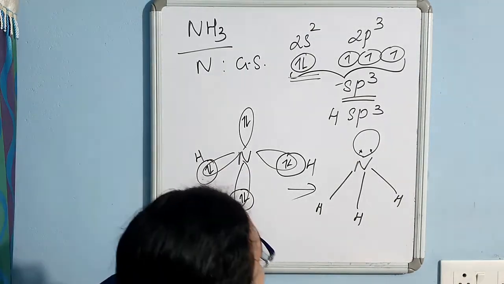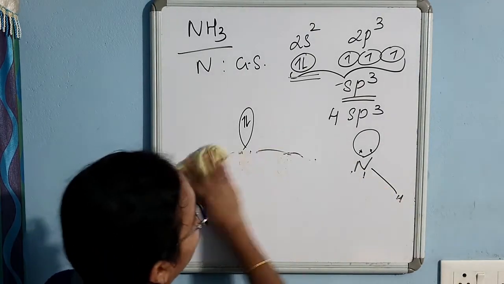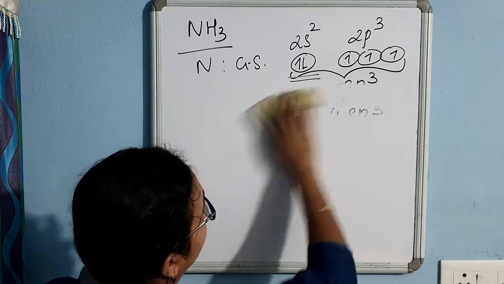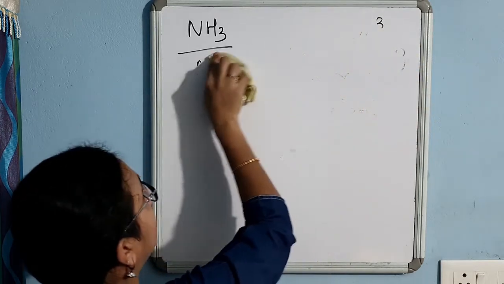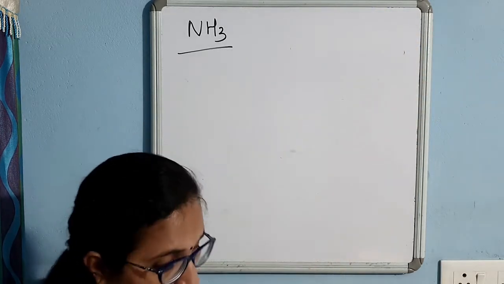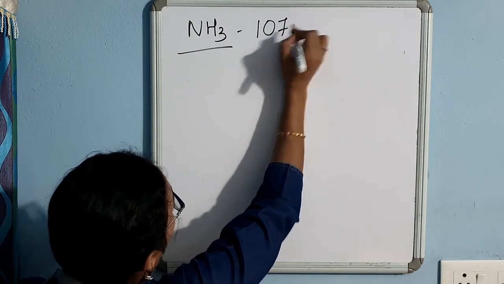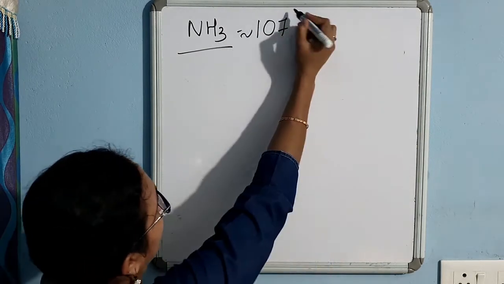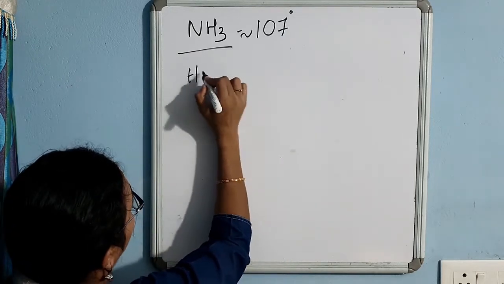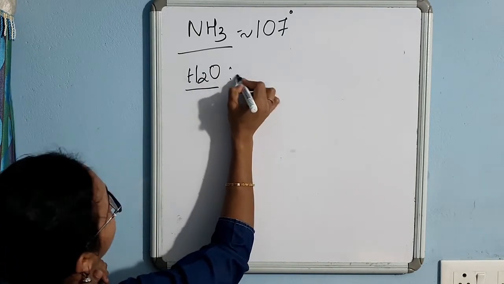In the same way, we can explain the formation of the water molecule. And remember that for the ammonia molecule, the bond angle is nearly 107 degree. And now let's take the water molecule.